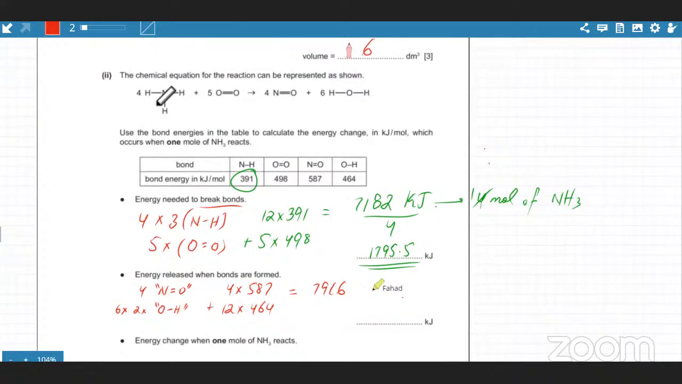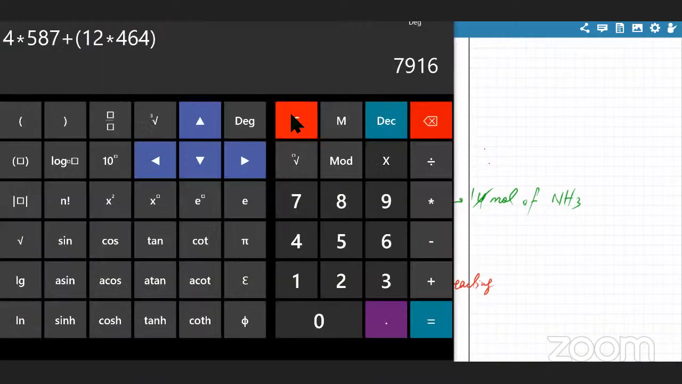Again, that's for this equation, when 4 molecules of NH3 are reacting. Now we are basically trying to find for 1 molecule, so I'm going to divide that by 4. This is for 4 NH3s reacting, so 1 would be, divide this by 4. So it's going to be 7916 divided by 4, and that gives me 1979 kilojoules.